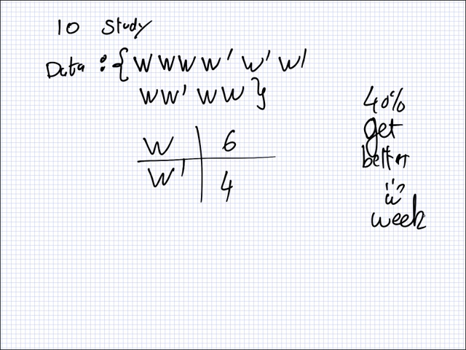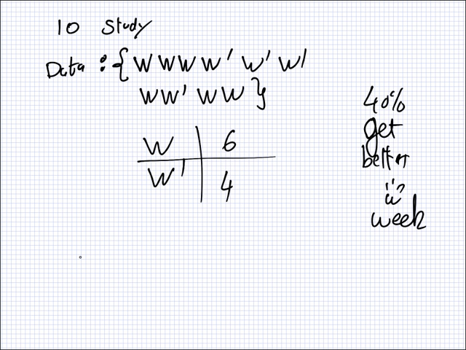Well, not entirely convincing, is it? Like if I have 10 people, how many do I expect to get better in a week naturally? 4. Because I said 40% get better in a week. And in this trial, how many people did get better in a week? 6. So, okay, maybe the drug has helped, or maybe we just got lucky and 2 people got better in a week by chance. Okay?